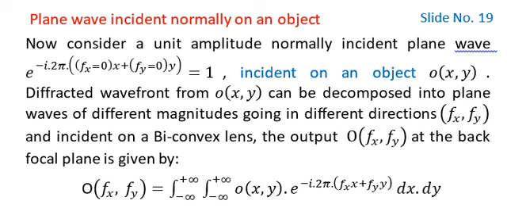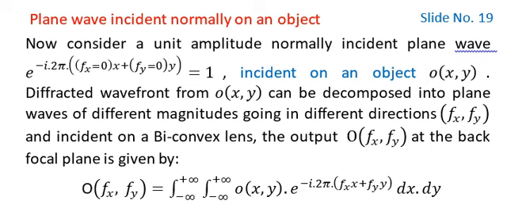The diffracted wave front from O of x y can be decomposed into plane waves of different magnitudes going in different directions fx, fy, and incident on a biconvex lens. As we have shown in our previous case, we have indicated in the figure that different plane wave segments are incident. So in this case, when the unit amplitude plane wave passes through the object O of x y, then due to diffraction at the object plane, different plane wave segments are generated after this object, and they are incident on the lens as we have shown in the previous diagram.